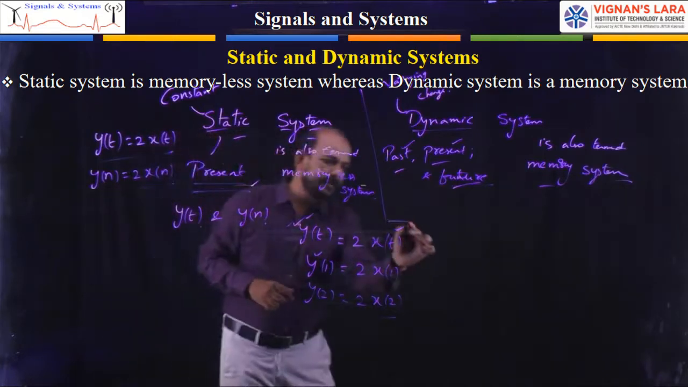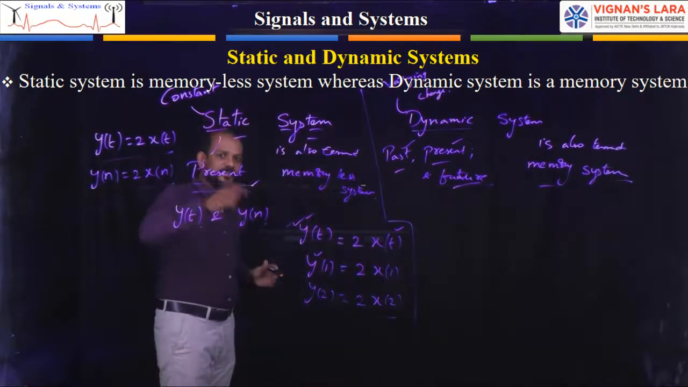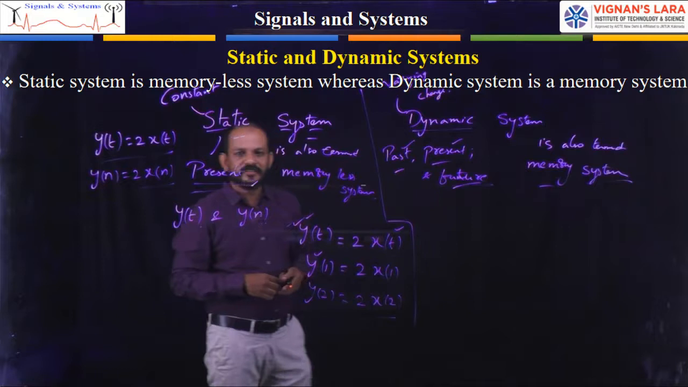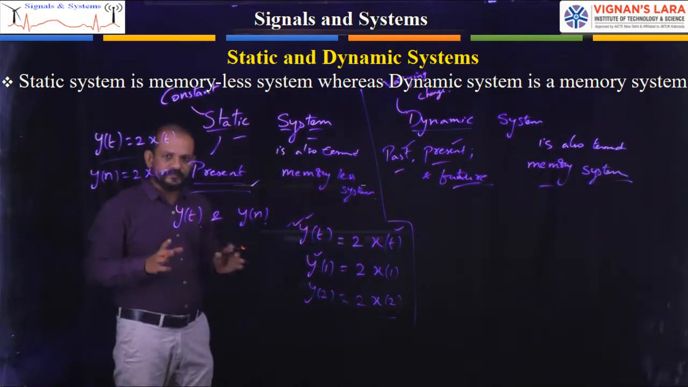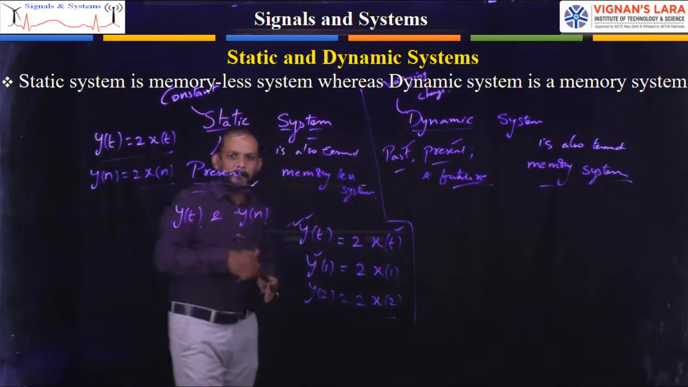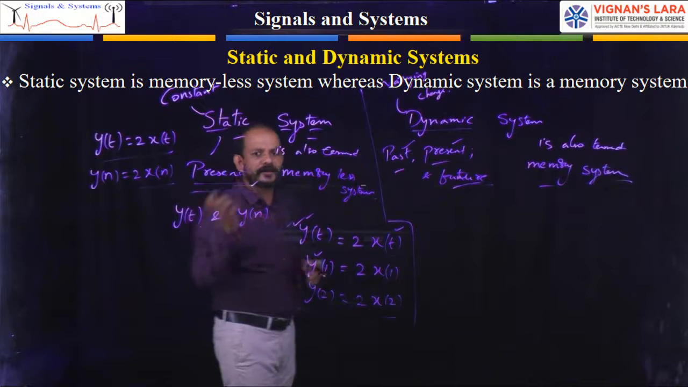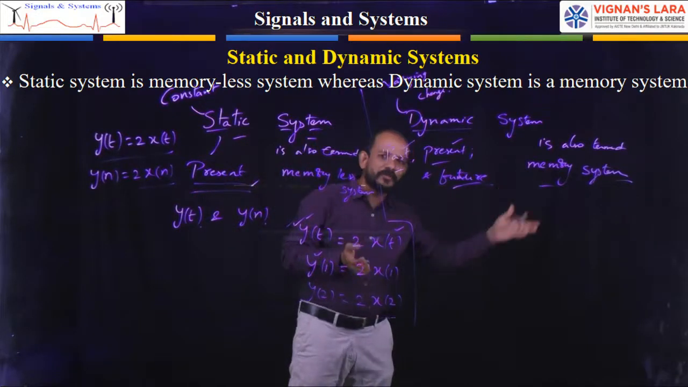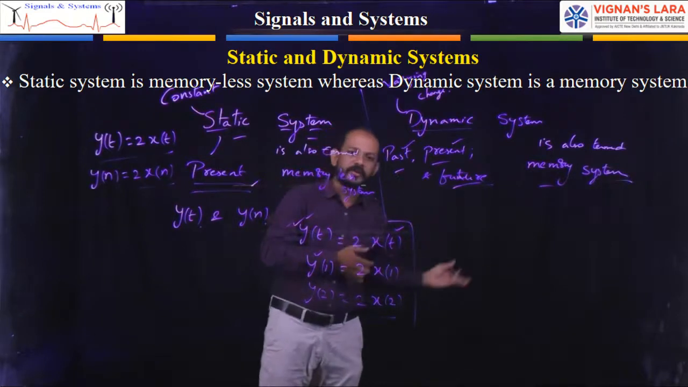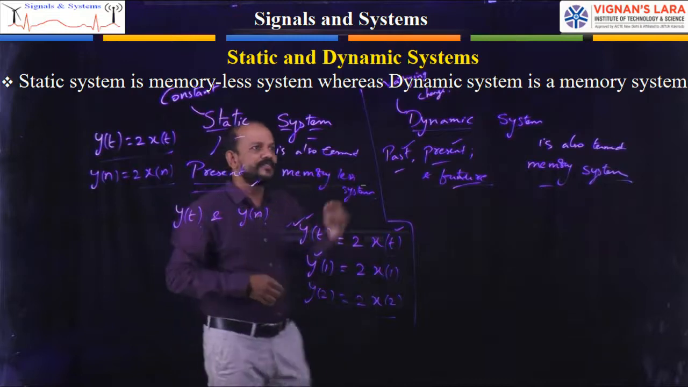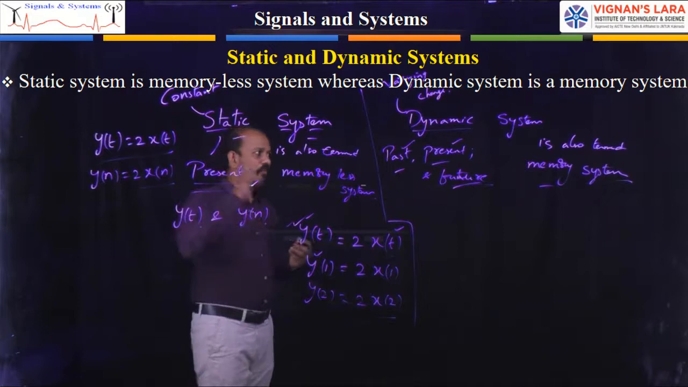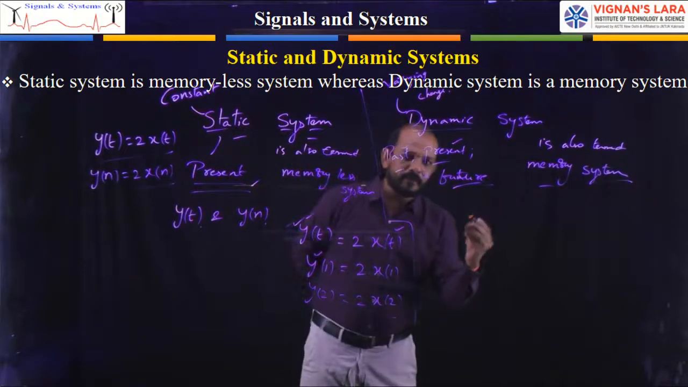Now coming to dynamic. Can anyone tell me the definition of a dynamic system? Simple. A system is said to be a dynamic system if the output depends on past and/or future values, that is, either past or future, or both past and future. Then we can say that system is a dynamic system. For that, let us again take an example.